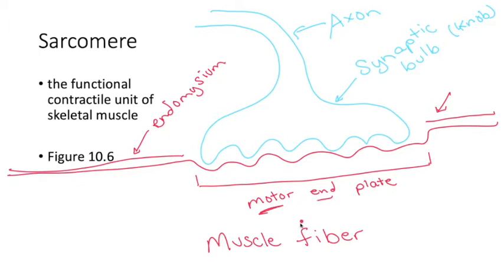So the motor end plate has no endomysium. It is just, well, what is this line? That line is the plasma membrane of our muscle fiber, which maybe you remember has a weird name, the sarcolemma. Because muscle cells have weird names for everything. Instead of the plasma membrane, we call it the sarcolemma. So the motor end plate is actually a wavy part of the sarcolemma that is directly adjacent to the synaptic bulb of the neuron as the signal makes its way down.